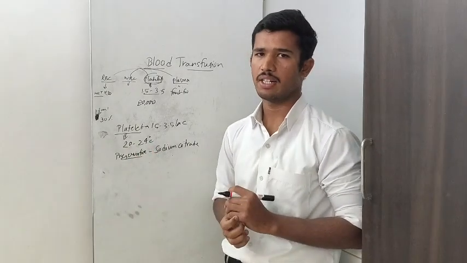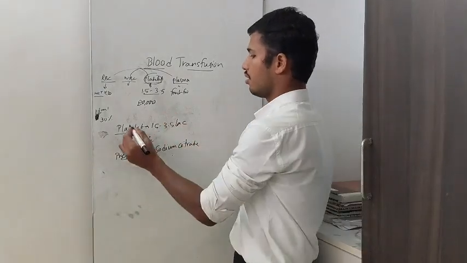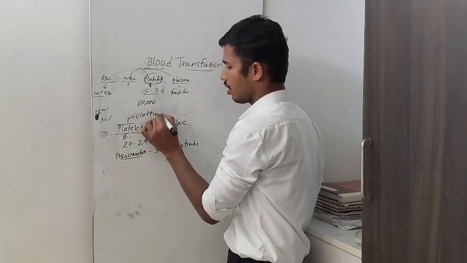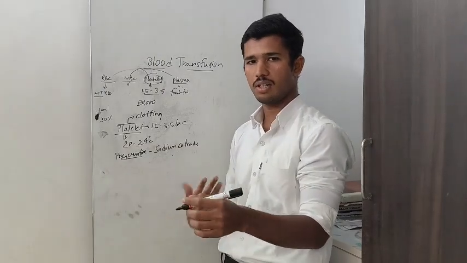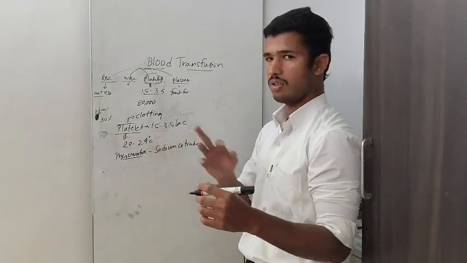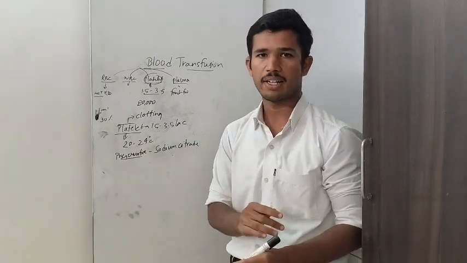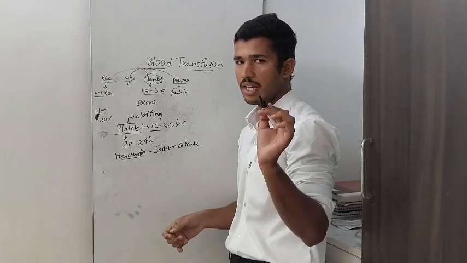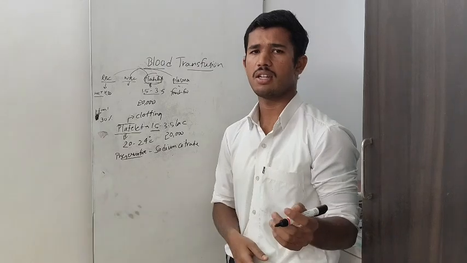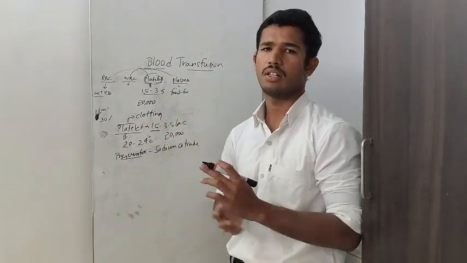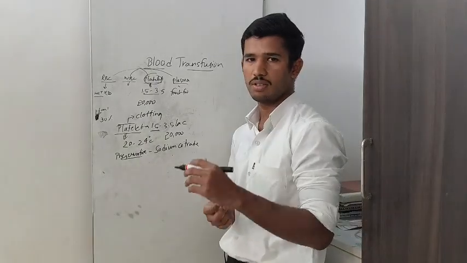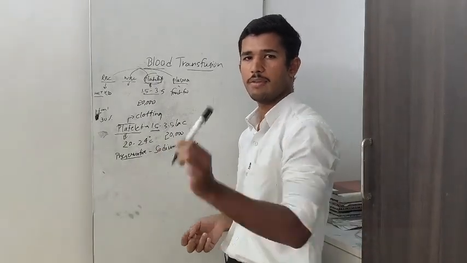What is the function of platelets? The function of platelets is clotting. Whenever we get injured and the blood flows, platelets help in clotting. I told you one thing: we transfuse platelets when the count is less than 20,000. In some hospitals they take 10,000, and transfuse when less than 10,000. Most of the time it is in dengue, where there is a decrease in platelets.